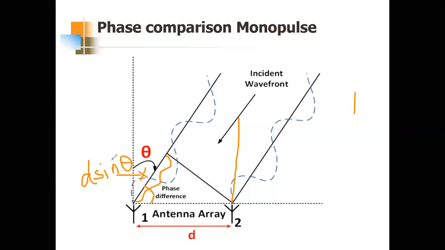We have learned in the previous semester in antennas that to convert this to phase difference, we have to make it beta d sine theta, correct? Beta is nothing but 2 pi by lambda. So this term will become 2 pi by lambda d sine theta. That can be seen in the next slide.